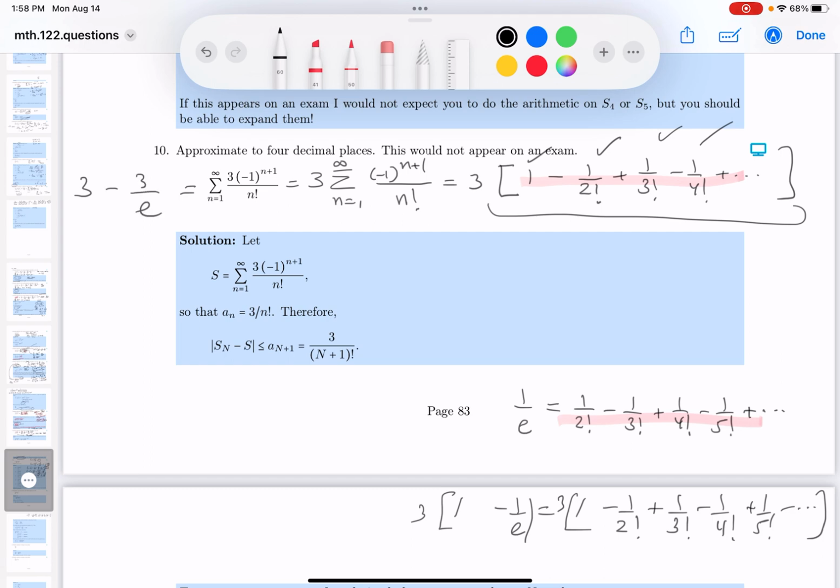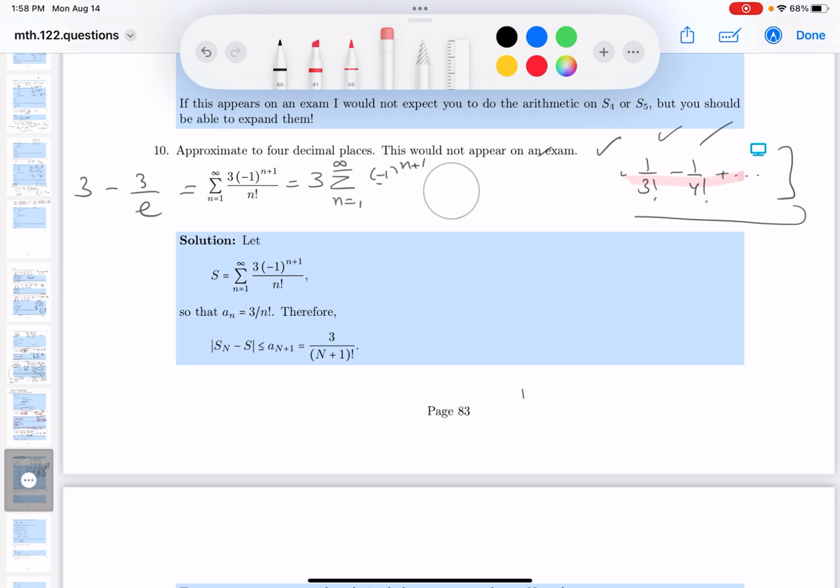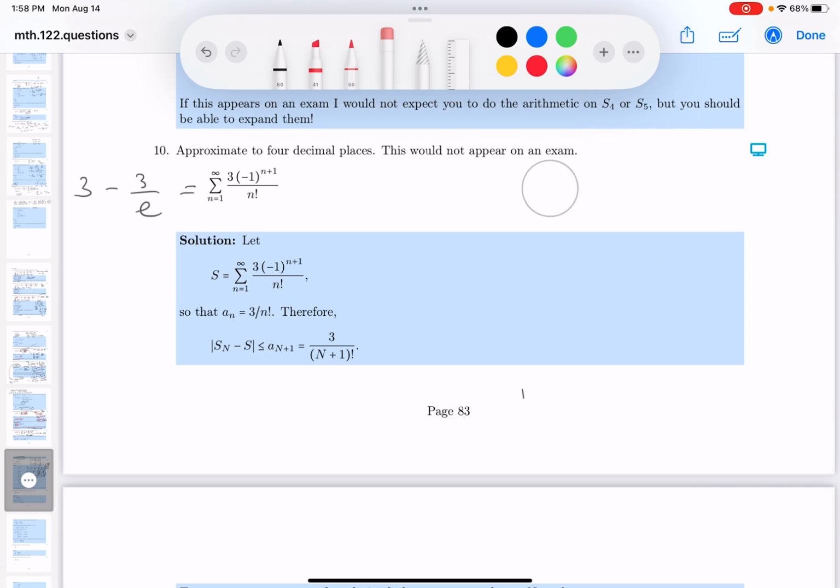I'm going to get my eraser out. They didn't ask me to do this, but I want to point out it might be a good idea to understand it can be done. I found that sum. What they're asking me for, though, is for what value of N. So they want to approximate this thing. So what value of N, uppercase N, in the sum of 3 times minus 1 to the n plus 1 over n factorial, do I need to make this accurate to within 4 decimal places?